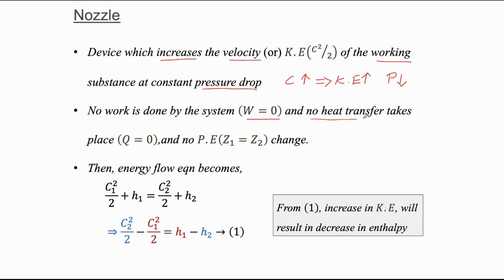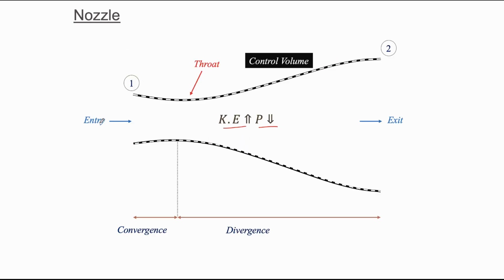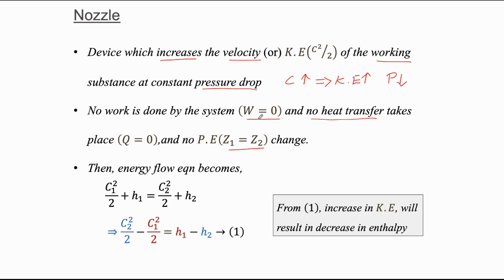And there is no heat transfer taking place here, and there is no change in potential energy, because as we can see, the fluid enters at the same height and then leaves the system at the same height. So we can substitute work equal to 0, Q, the heat transfer, equal to 0, and there is no change in potential energy. Then the energy flow equation becomes kinetic energy plus enthalpy is equal to kinetic energy plus enthalpy. So we can rearrange and write it as the change in kinetic energy is equal to the change in enthalpy.